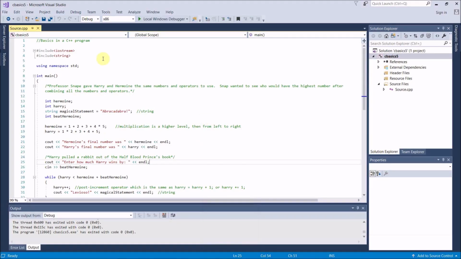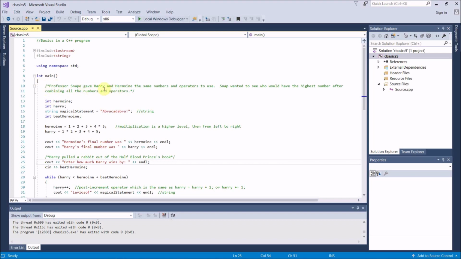Okay, let's look at an example here. We've got include iostream, and this time we have include string. Don't forget, if we're going to use a string type, we need to include the header file for it, our preprocessor directive. Using namespace std, int main, here's our main function.